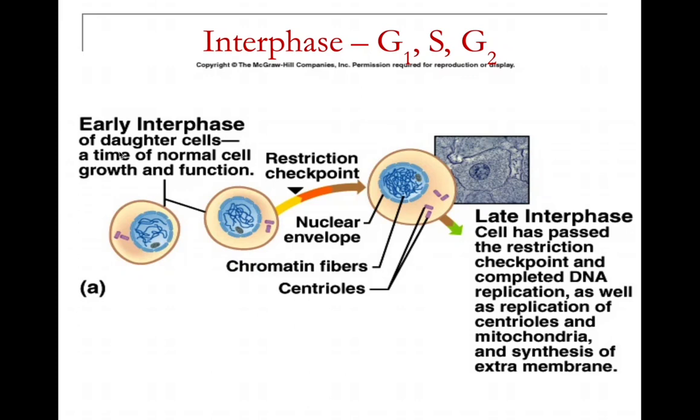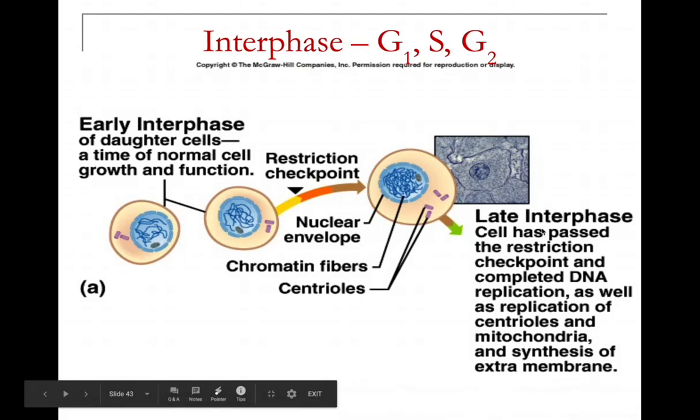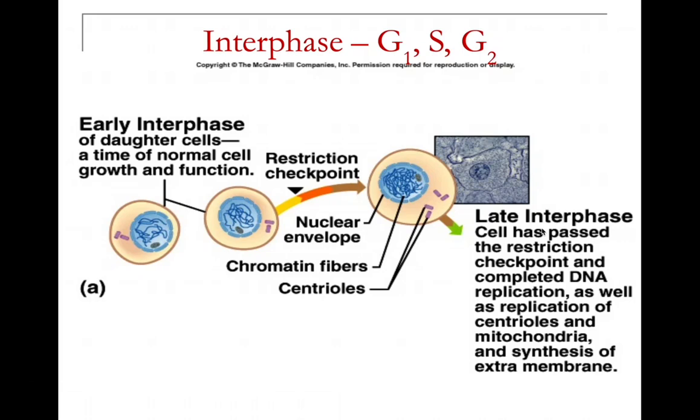So in interphase, you've got G1, S, and G2. It's showing here the daughter cells doing their normal function. There's this restriction point here. If they get past that restriction point, then they will go on to divide. In late interphase, the cell's past that restriction point, so it's going to replicate its DNA as well as centrioles, mitochondria, and make extra membrane to get ready for division.